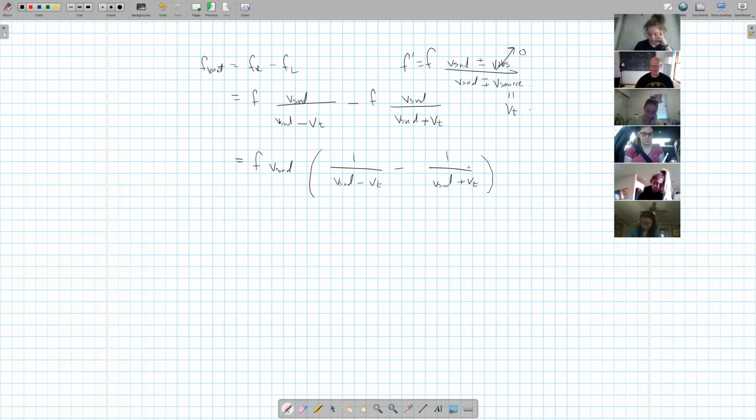Now to combine these, let's find a common denominator. The common denominator is simply going to be the product of these two. So it's going to be equal to the frequency times the speed of sound times then speed of sound plus v of the truck minus speed of sound plus v of the truck, all divided by v of sound minus v of the truck, squared.